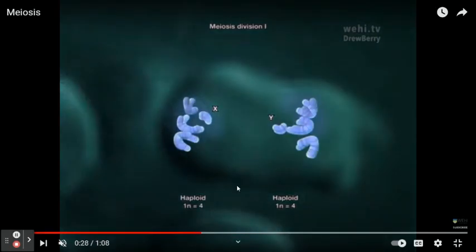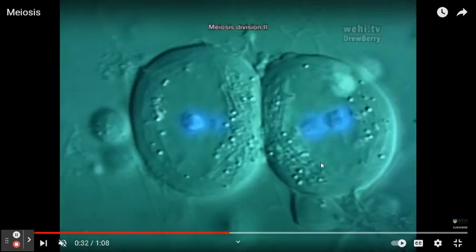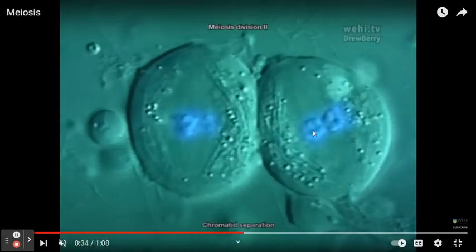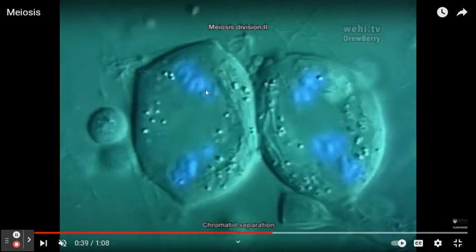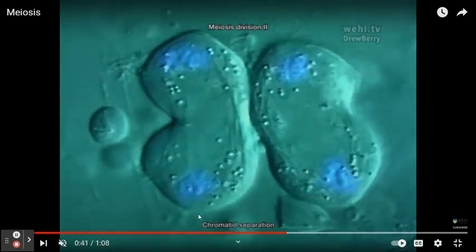This shows you how slowly but surely we end up with 2 separate cells, eventually 4 separate cells. Look at that. 1, 2, 3, 4. There you go.